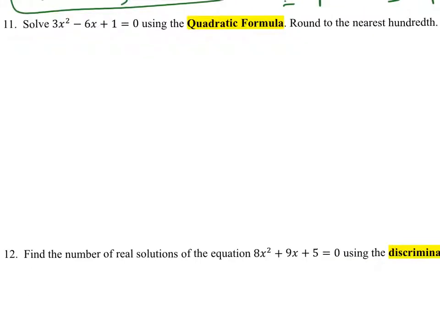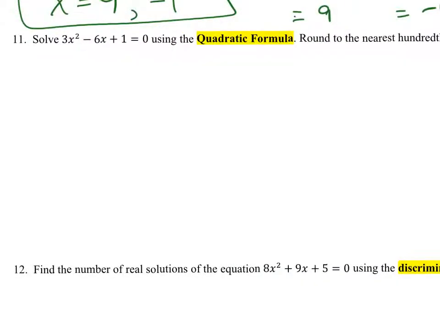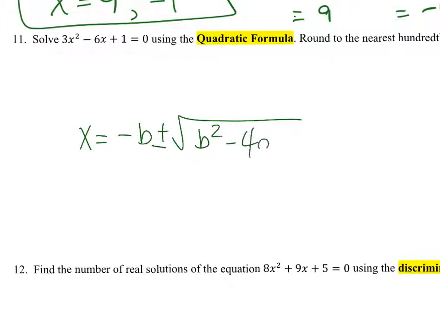Using the quadratic formula again, the formula is x equals opposite b plus or minus the square root of b squared minus 4ac all over 2a. So when I look at this, I know a is 3, b is negative 6, and c is equal to 1.